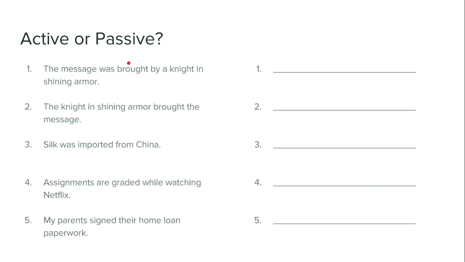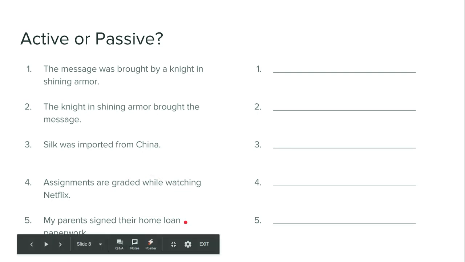The message was brought by a knight in shining armor. The knight in shining armor brought the message. Okay, so these two are pretty close to the same. One of them's active, one of them's passive. All right, so think, okay, which one's active, which one's passive? Number 3, silk was imported from China. Assignments are graded while watching Netflix. My parents signed their home loan paperwork.